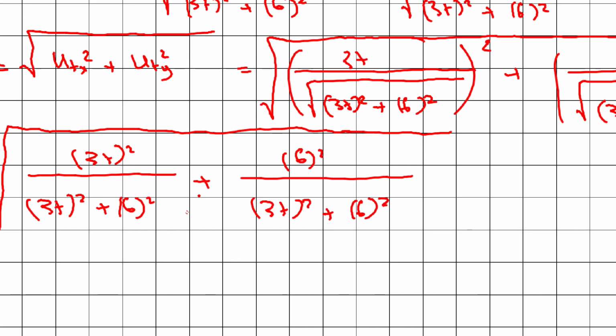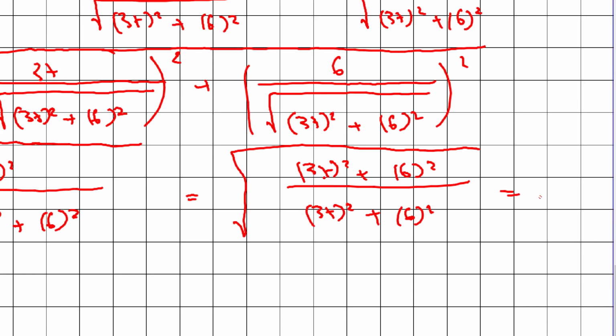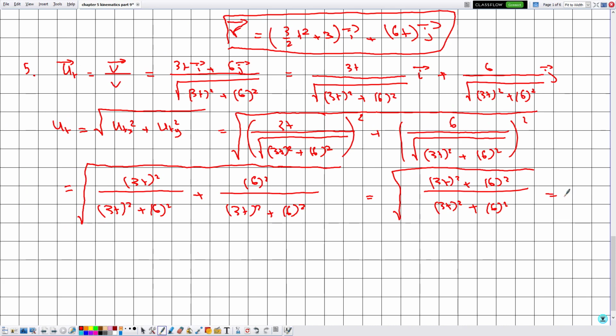So notice that these fractions have the same denominator, which is this, then it's equal to. Now we can add up the numerators. So independent of the value of time, the numerator is equal to the denominator, which is equal to square root of 1, which is equal to 1. Then the magnitude of the tangential unit vector is equal to 1.